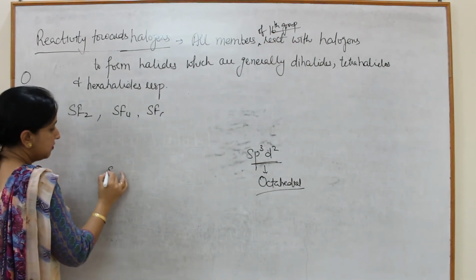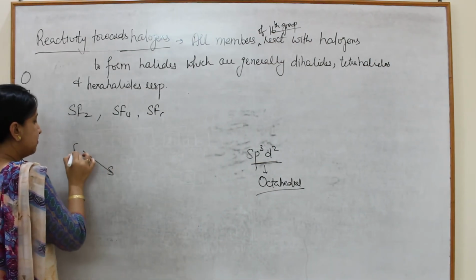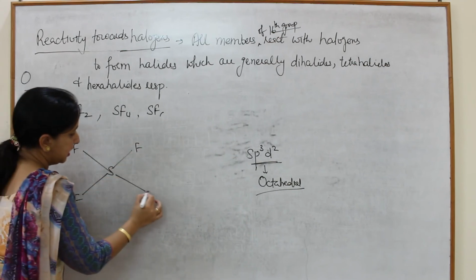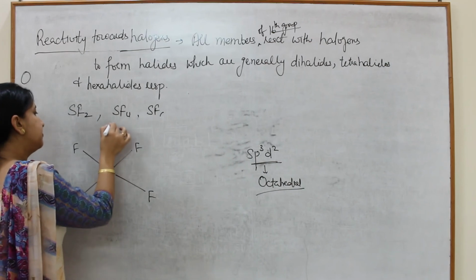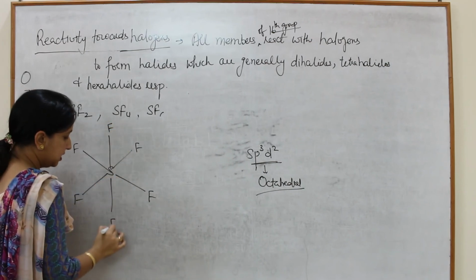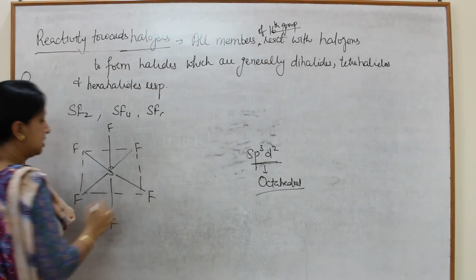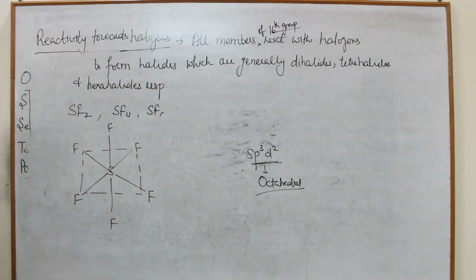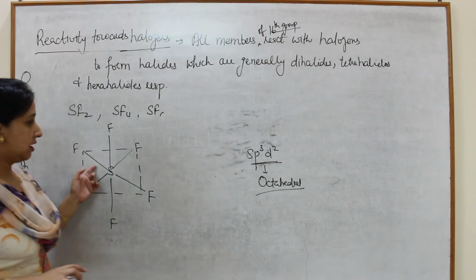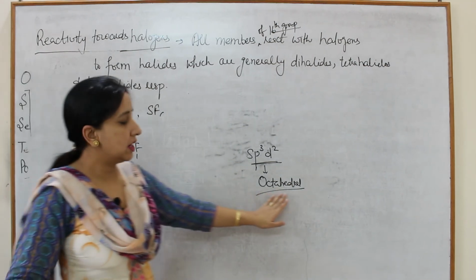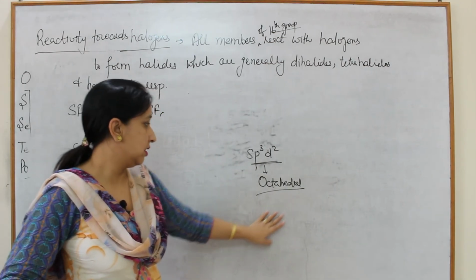Octahedral. So what is octahedral shape? Octahedral means sulfur, first fluorine, second, third and fourth. This will be fifth and this will be sixth. This shape is known as octahedral shape. So this is the structure of SF6. There will be no lone pair. Geometry will be regular octahedral.